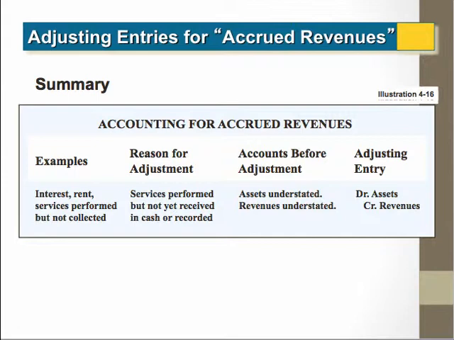So in summary, accrued revenues recognizes revenues because we've earned the revenue even though we have not received the cash yet. Before the adjusting journal entry, the assets are understated and the revenues are understated, so we need to make an adjusting journal entry to increase the assets with a debit, and we have to increase the revenues with a credit.